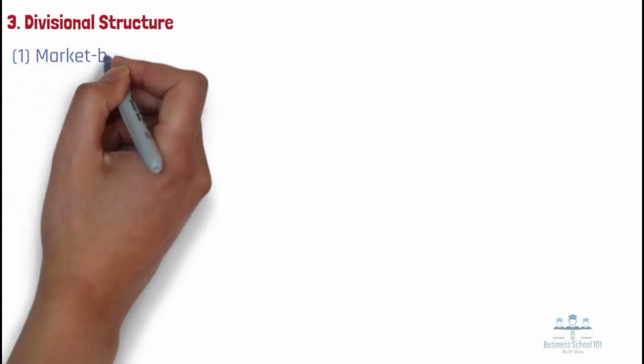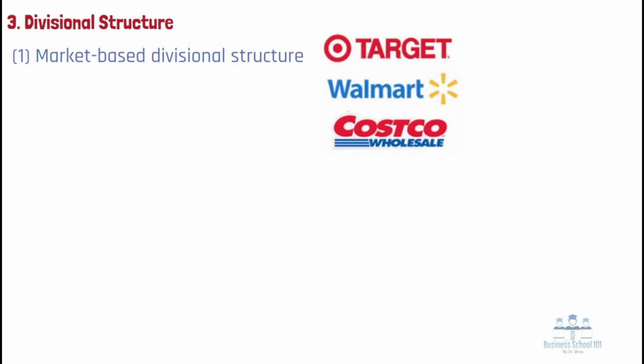Number 1. Market-based divisional structure. Divisions are separated by market, industry, or customer type. A large consumer goods company, like Target, Walmart or Costco, might separate its durable goods, such as clothing, electronics, and furniture, from its food or logistics divisions.